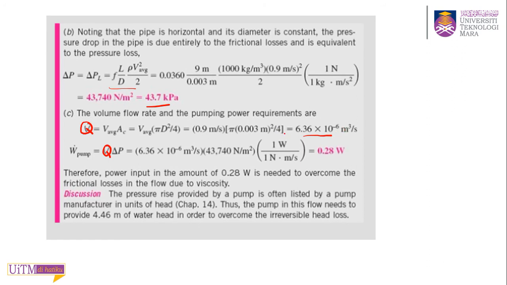And when you get that Q, you can find your pumping power requirement from this equation: Q times your pressure drop, the pressure loss. You calculate here 6.36 times 10 to the power of minus 6 times 43,740. So you will get your pumping power requirement in watts, 0.28 watt. So this pump will provide 0.28 watt to overcome the losses in your pumping system.